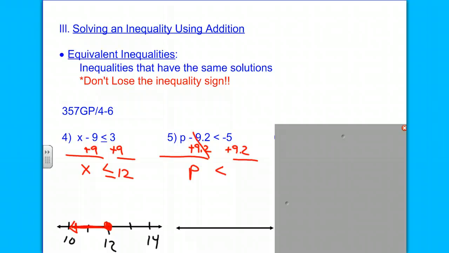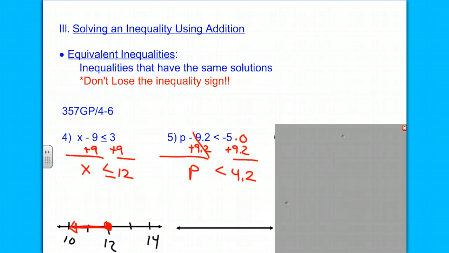Line them up, right? So the 5 could be written as 5.0. And we now have a negative and a positive. So it's going to be positive. That's right, because the greater absolute value is positive. So what is our answer? 4.2. Good, 4.2. And so we need to see 4.2 on the graph.